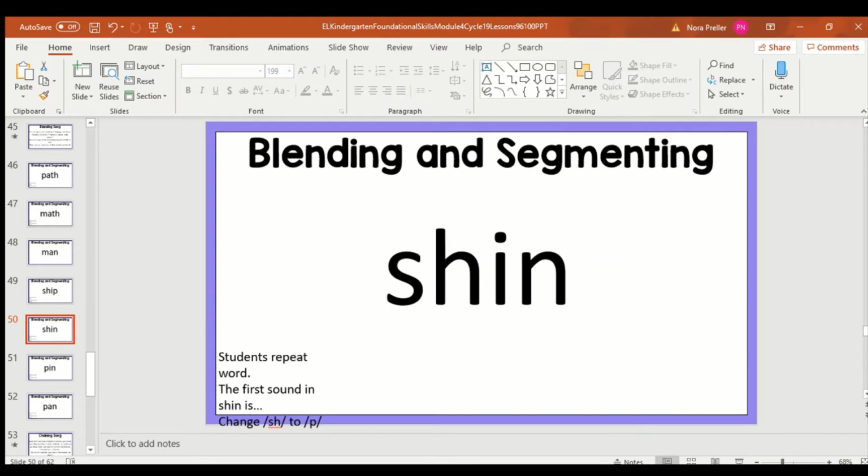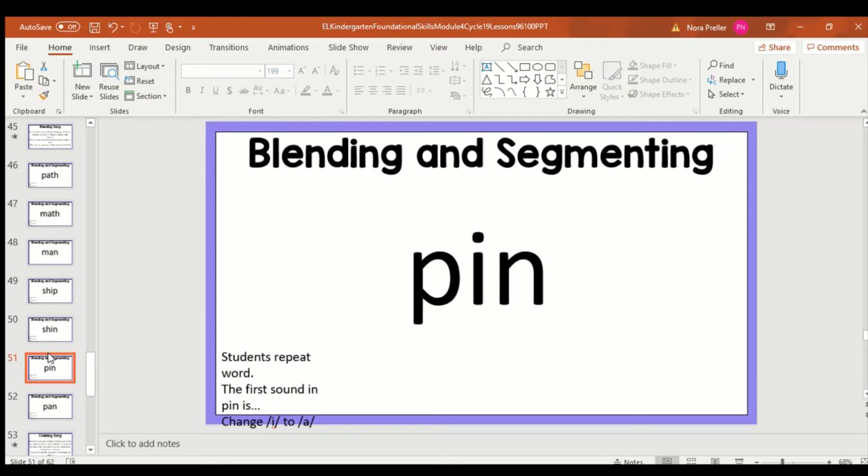Okay, we're going to now change the sh sound in shin to p. What does that make the word when you take off the sh in shin and put p? Let's see. Did you get pin when you changed shin, the SH, to p? Pin? Good job.